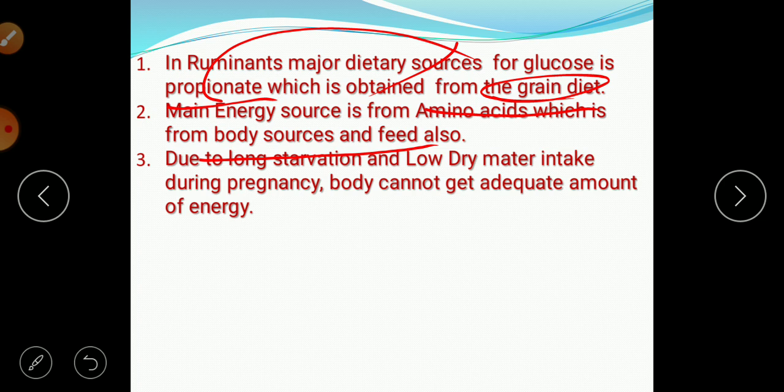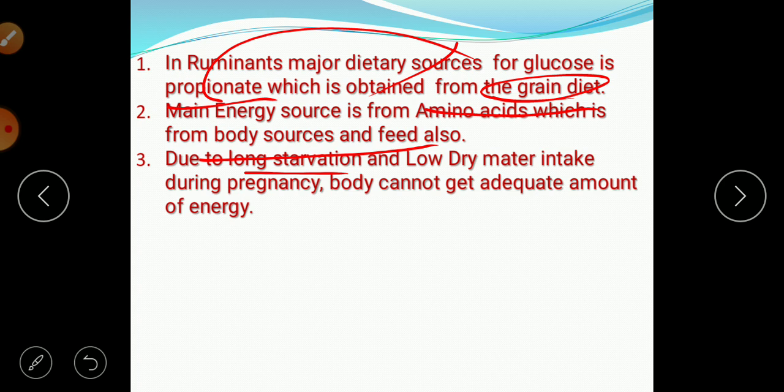During long starvation and low dry matter intake during pregnancy, what happens when the animal is in dry state? The owner of the animal does not feed a sufficient amount or any qualitative amount of feed to the animal, as the animal is not giving any milk. So at that time it is under a long starvation. This starvation leads to burning of animal fat, and that fat leads to production of ketone bodies, and these ketone bodies circulate in the blood, and that condition leads to ketosis.